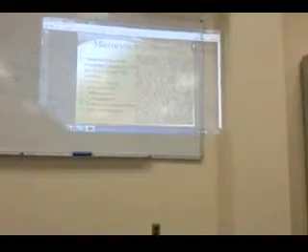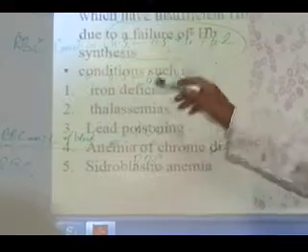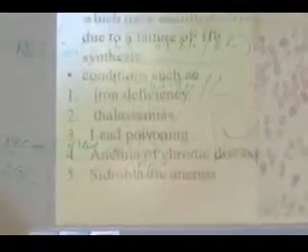Now this is microcytic hypochromic. Cells are small in size and empty at the center with less hemoglobin. Now if the picture is like this, these are the causes: iron deficiency, thalassemia minor, lead poisoning, anemia of chronic disorder, sideroblastic anemia.